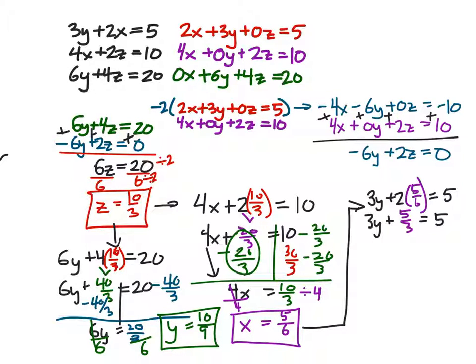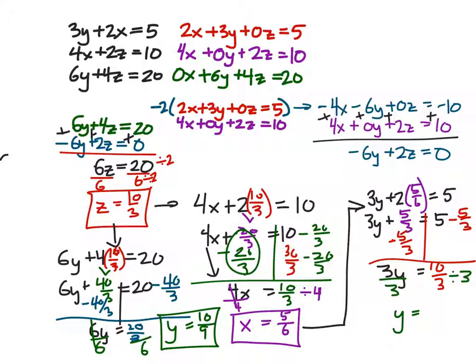Well, this is what I get out of that. From 2 times the 5/6, I got 5/3. Now we'll need to subtract 5/3 from both sides. And 5 minus 5/3 is 10/3. And then finally, when I divide both of these sides by 3, I'm left with y equals 10/9 once again. And that one didn't take any simplifying, but we can see that the 2 y values are the same.